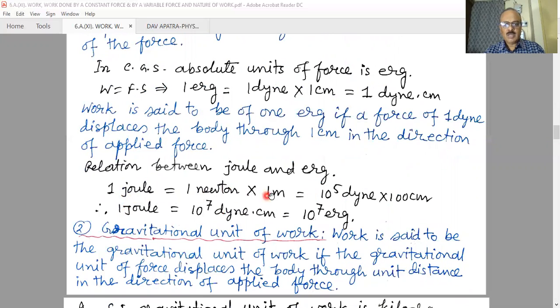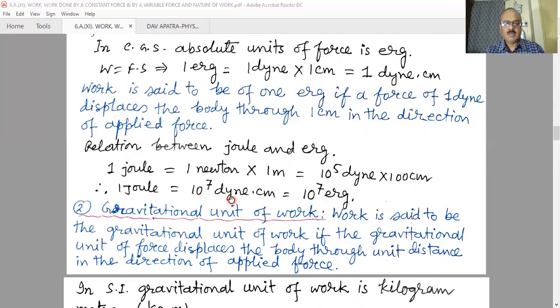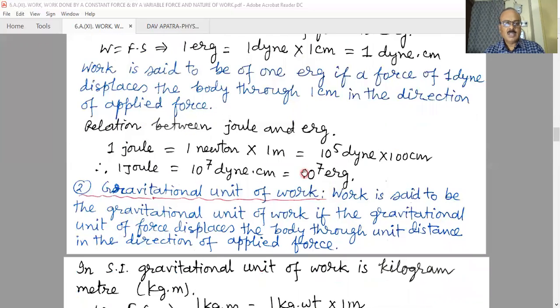1 joule is 1 Newton into 1 meter, and we know 1 Newton is 10 to the power 5 dyne, and 1 meter is 100 centimeter. Therefore, 1 joule will be 10 to the power 7 dyne into centimeter, and that is nothing but 10 to the power 7 erg. 1 Newton is 10 to the power 5 dyne, and 1 joule is equal to 10 to the power 7 erg. I am telling again, joule is the absolute unit of energy in SI system, and erg is the absolute unit of energy in CGS system.